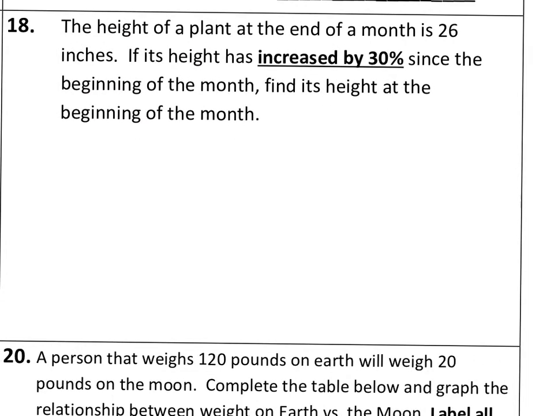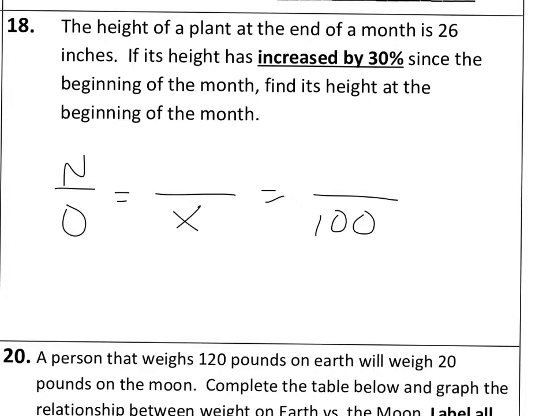The height of a plant at the end of a month is 26 inches. If its height increased by 30% since the beginning of the month, find its height at the beginning. Again, new over original. Okay, our original was 100%. We don't know what its original height was at the beginning of the month, but we do know at the end of the month it was 26. If it increased by 30%, I'm going to add 30% to 100, so it increased to 130%. And you can simply cross-multiply and solve. X equals 20.